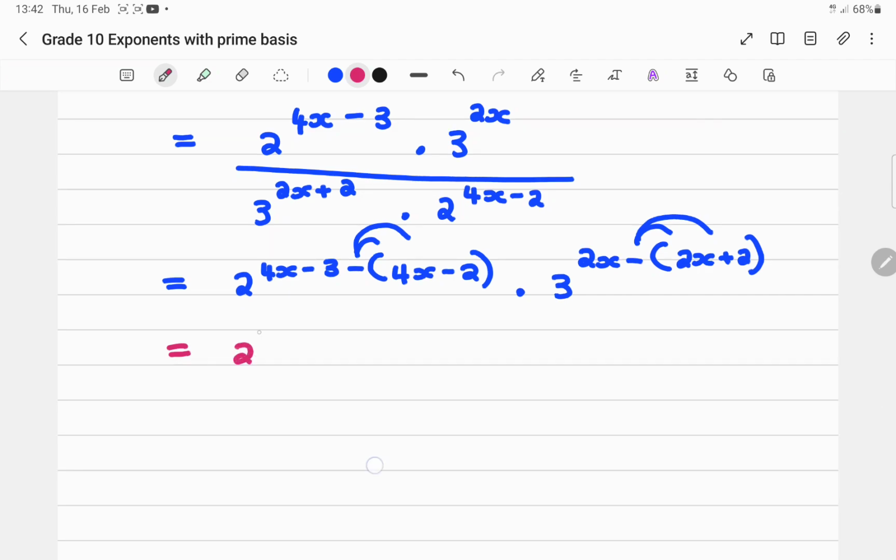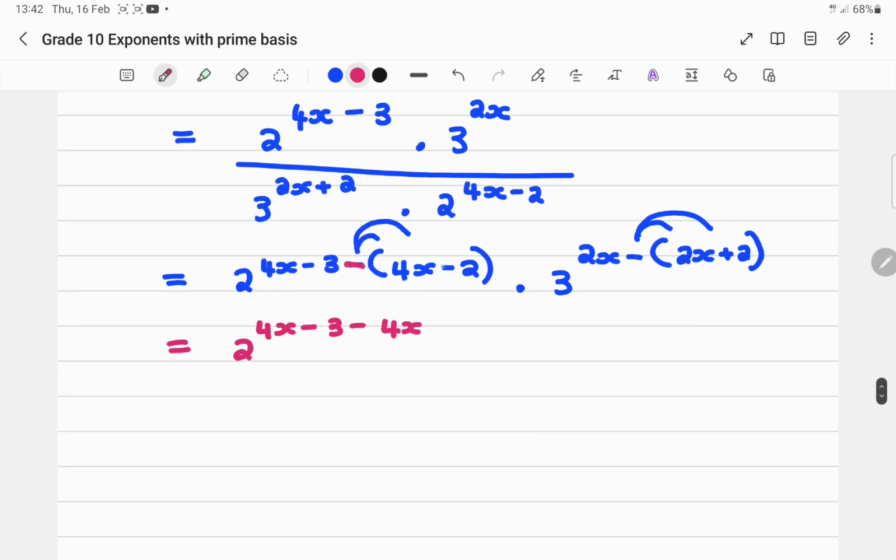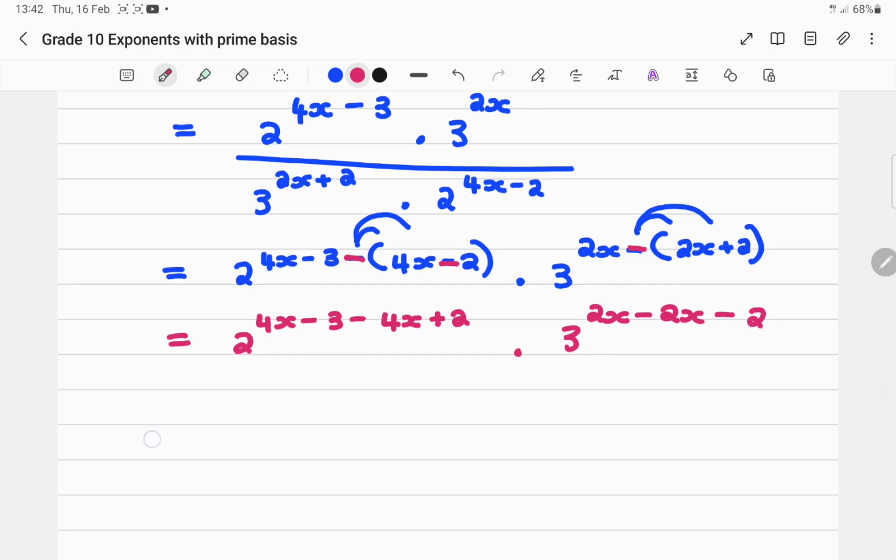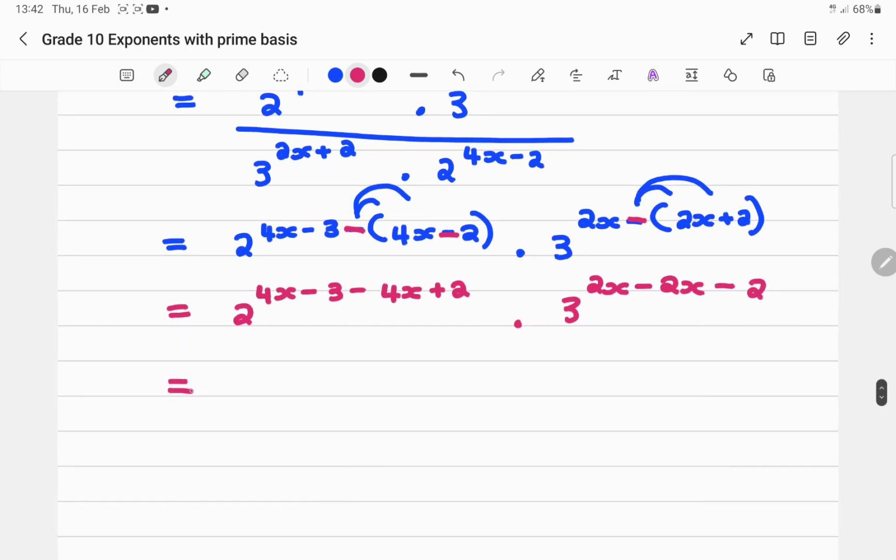So then you're left with 2 to the power 4x minus 3 minus 4x, and very important, a negative times a negative is a positive 2, times 3 to the power 2x minus 2x, and a negative times a positive is a negative 2. All right, so now let's simplify.